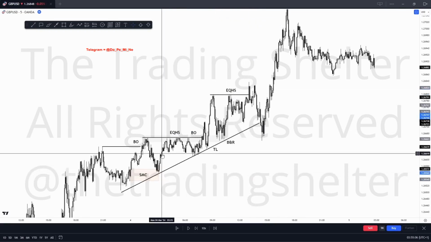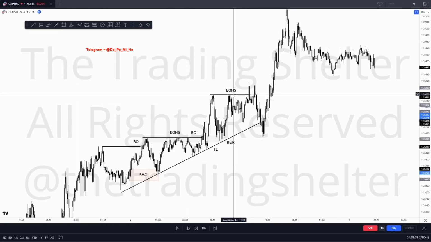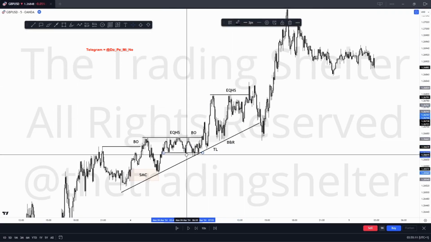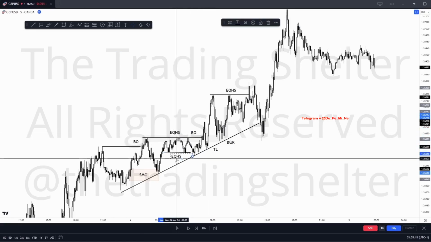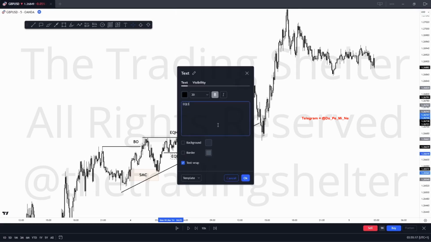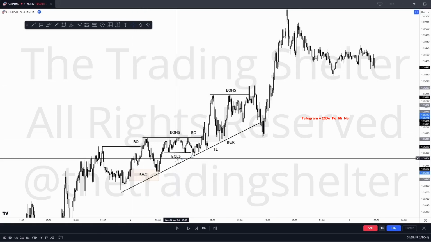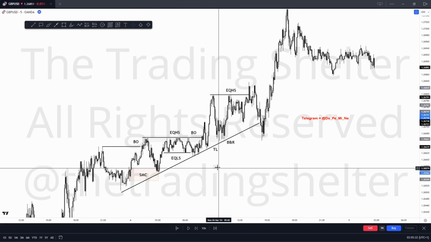Okay. We could put maybe just to get fancy some equal lows here, but to be honest, it's just so you understand that it's so fractal that you can go as fractal as you want. Okay, perfect.